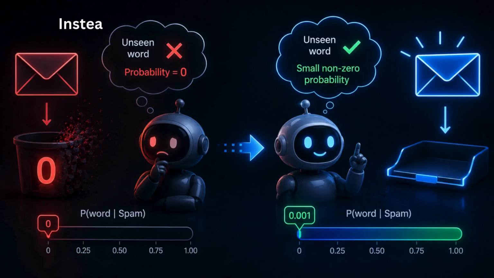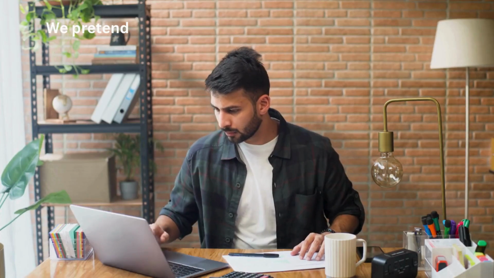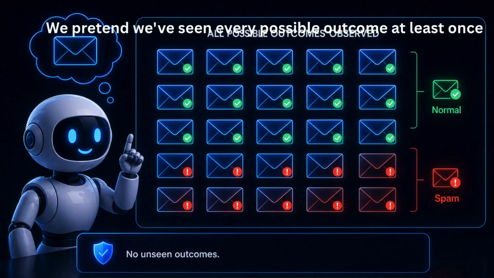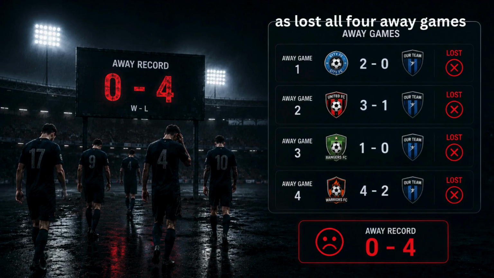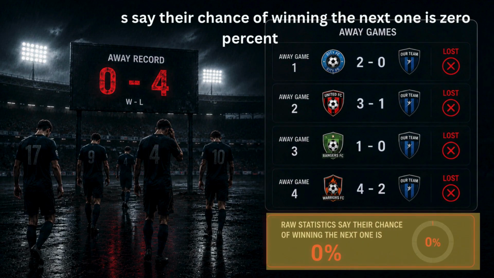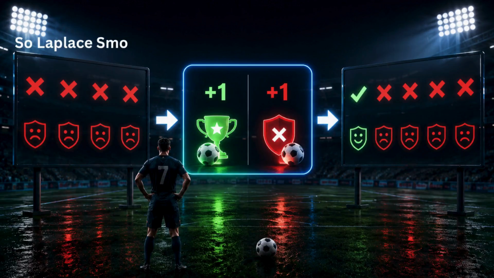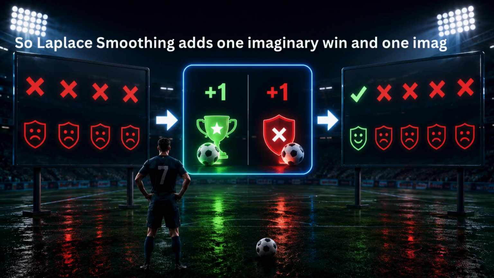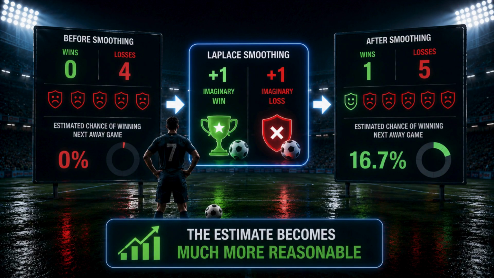This is where Laplace smoothing enters the story. Instead of assuming unseen events have 0 probability, we pretend we've seen every possible outcome at least once. To understand why, imagine a football team that has lost all 4 away games. Raw statistics say their chance of winning the next one is 0%. But 4 losses don't prove they'll never win. So Laplace smoothing adds 1 imaginary win and 1 imaginary loss. The estimate becomes much more reasonable.